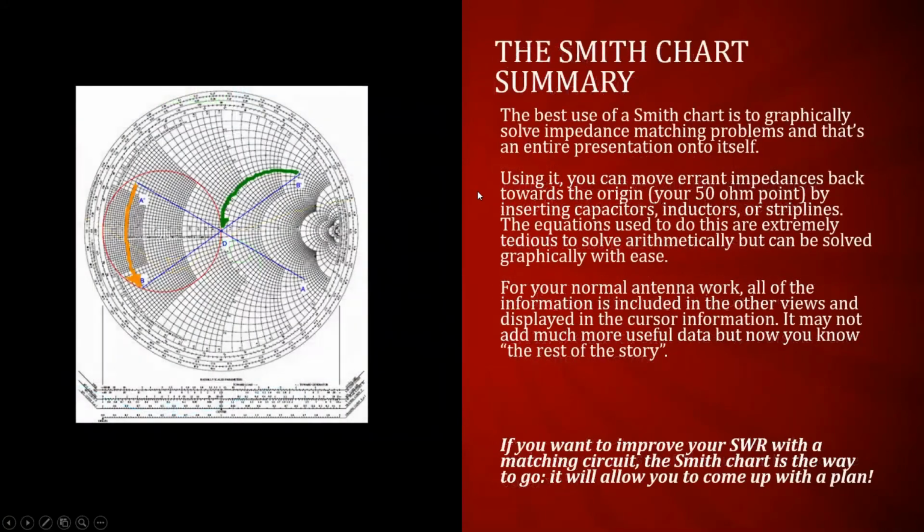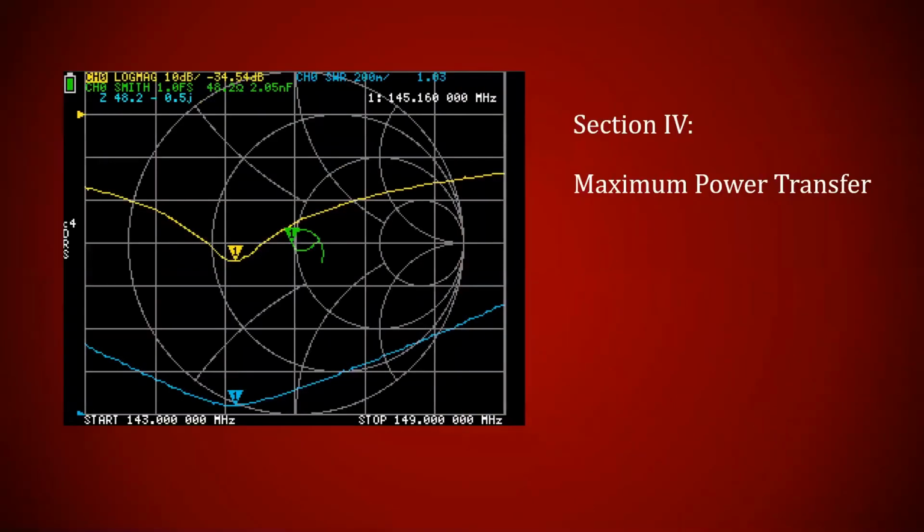Now, the Smith chart is really good for impedance matching problems, and I'm not going to get into that, but you can use it to do impedance matching. And this is really what it was designed for, and that's why it's interesting to know, but it may not be useful for you on your VNA.